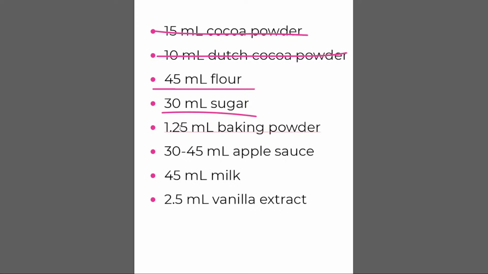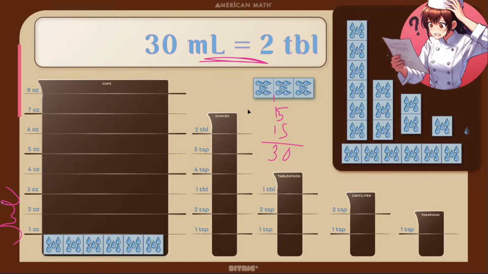Excellent. We don't even need to go too far for this next one: 1.25 milliliters of baking powder. Do we remember? Yep, that's 1/4 of a teaspoon. Spot on. It calls for 30 to 45 milliliters of applesauce. What are we going to go with?